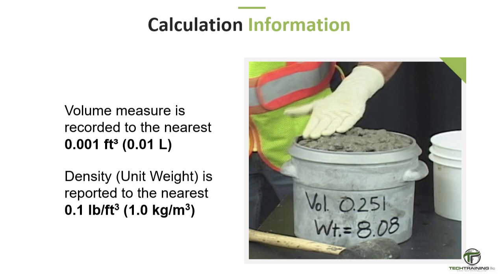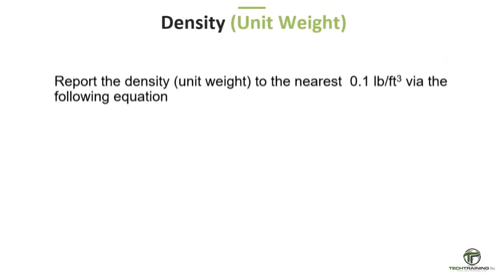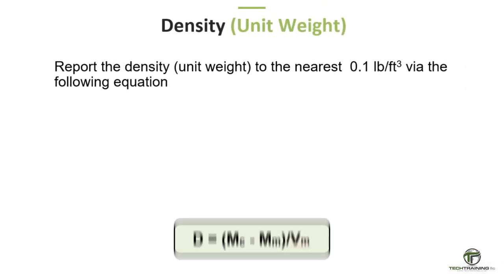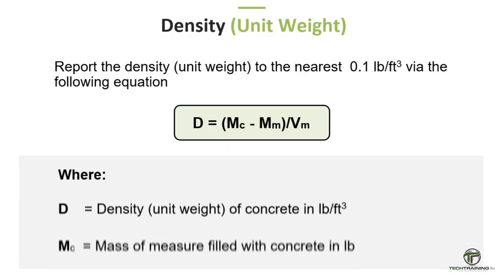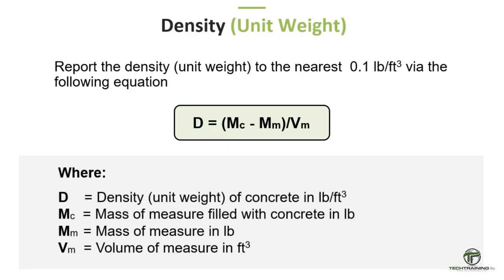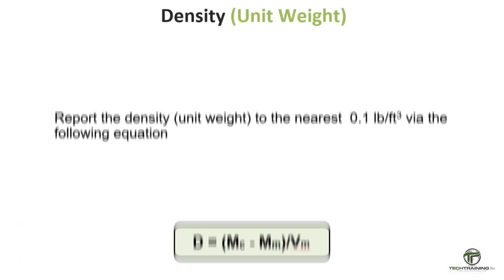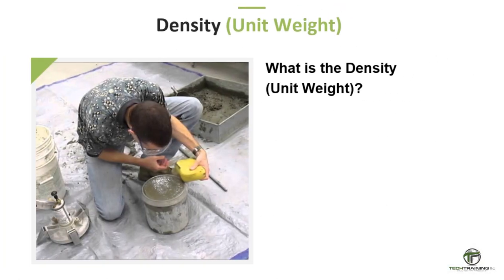First up, inch-pound units. To calculate the density unit weight, we use the equation D equals m subscript c, the mass of the measure filled with concrete, minus m subscript m, the mass of the measure empty, divided by v subscript m, the volume of the measure. So, what is our density unit weight of this concrete?